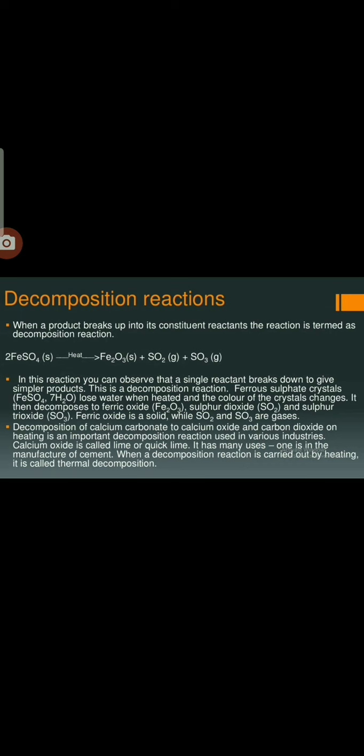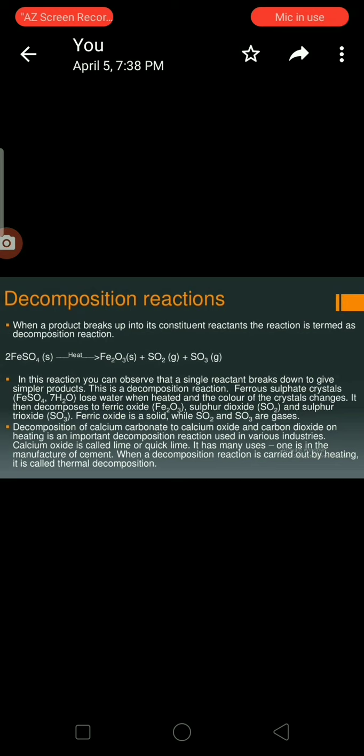The reaction is carried out in the presence of some amount of energy, that may be heat, electricity, sunlight, whatever. Such reactions are called endothermic. So all decomposition reactions are examples of endothermic. This is one of the examples: iron sulfate gives iron oxide, sulfur dioxide, and sulfur. I think we already wrote this reaction.